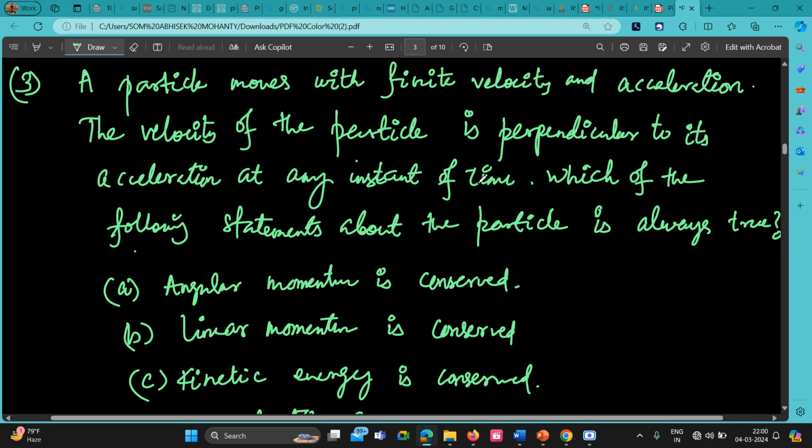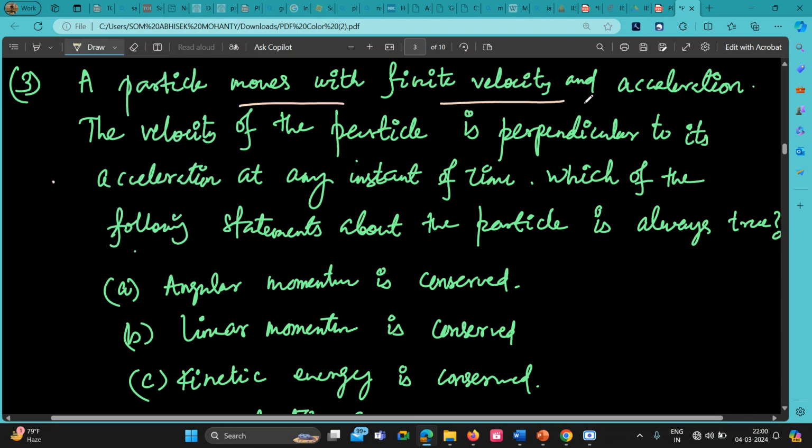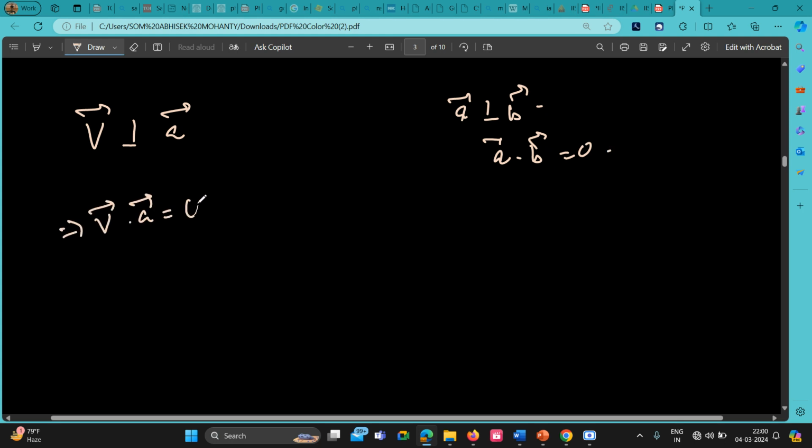Okay, see, a particle moves with finite velocity and acceleration. The velocity is perpendicular to the acceleration. Which of the following statements is true? If two vectors are perpendicular, can I say A dot B is equal to 0? So I can write here V dot A is equal to 0.